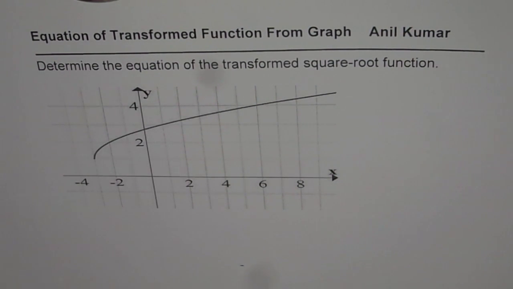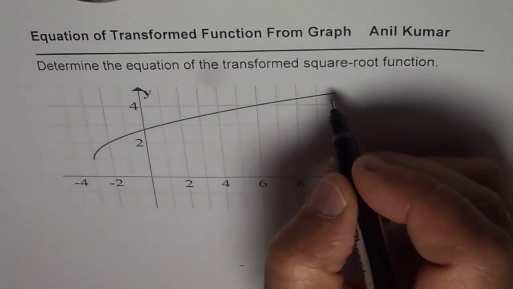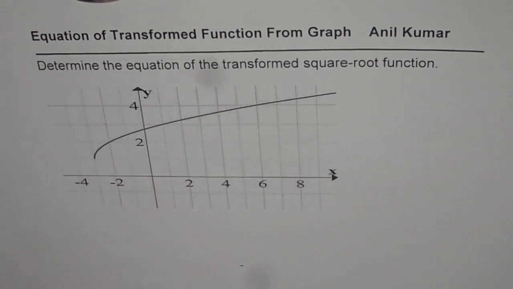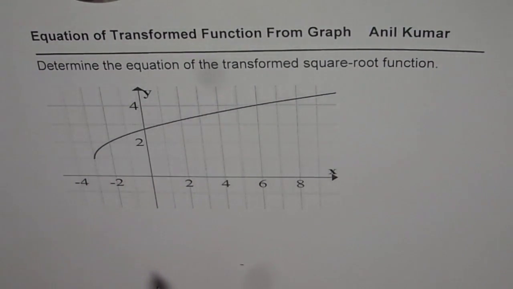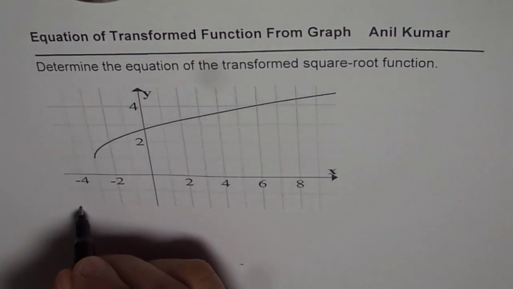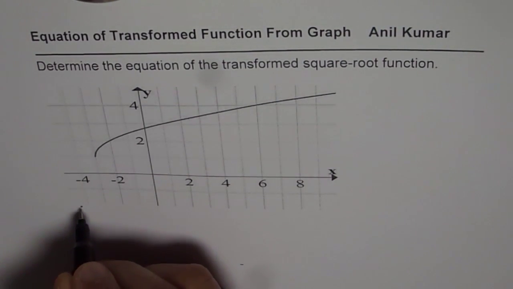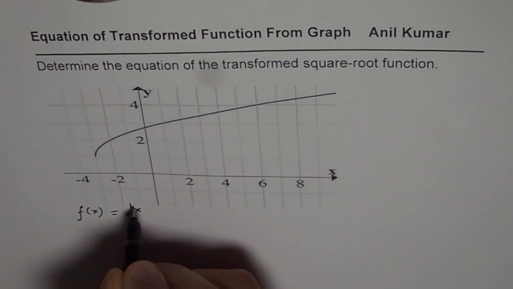The example before us is: determine the equation of the transformed square root function. So the function which we are given here is a transformed function. We need to write the equation of this particular function. Let us see how to do that. Now, as we know, this is a transformation of the base function. So I'm calling that base function f of x equals square root of x.